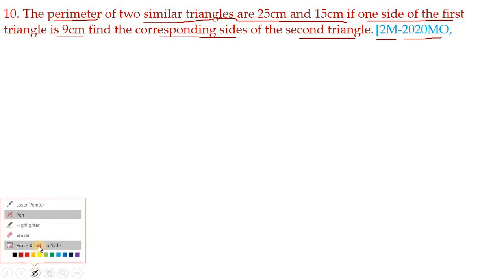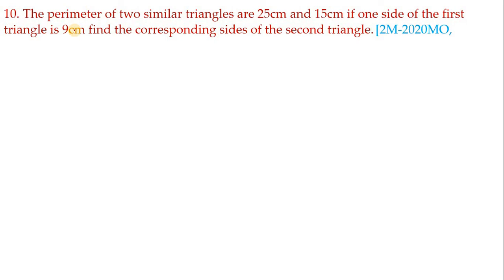Children, in our textbook, we have studied similar triangles for areas, but here they are talking about perimeter. And here you want to understand one very important thing. When triangles are similar, the ratio of their perimeters is equal to the ratio of corresponding sides. I repeat again, when two triangles are similar, the ratio of their perimeters is equal to the ratio of their corresponding sides.